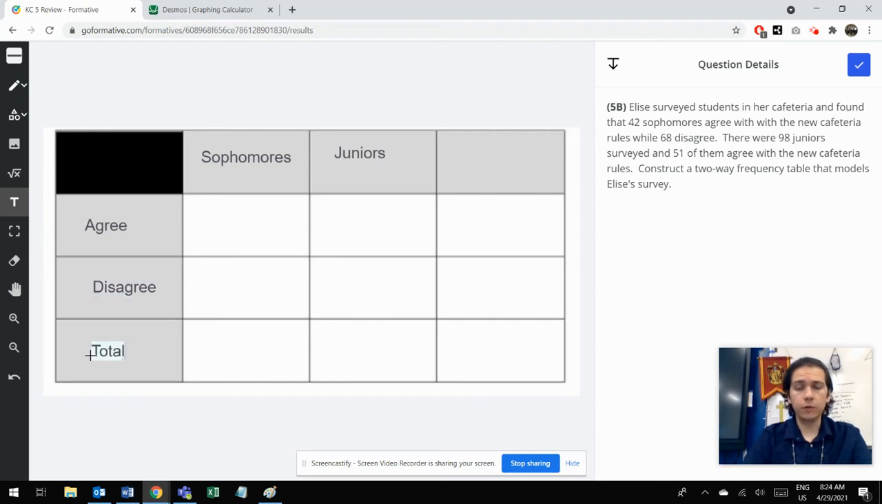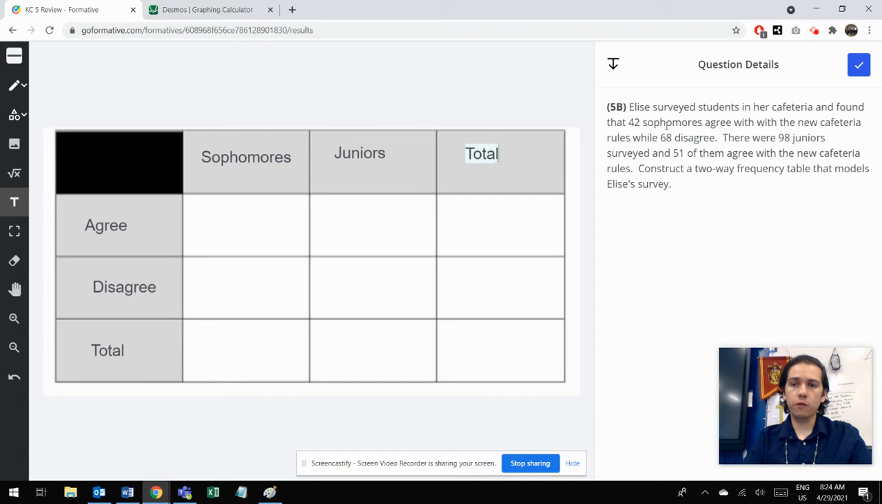And it's important, when you look at these axes, the vertical and horizontal axes, that these two things cannot overlap. You can't be a sophomore and a junior. You can't agree and disagree at the same time. That's why I put them there. I see a lot of people say things like sophomores agree, sophomores disagree, or sophomores or juniors agree, juniors disagree, and those don't make sense to overlap like that. So make sure you're setting it up similar to this.